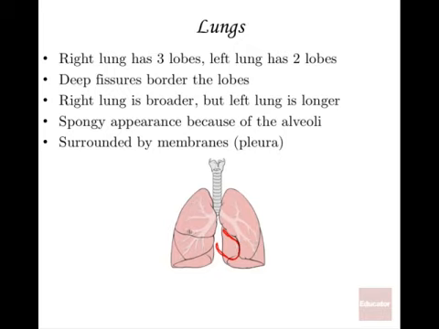And if you count the lobes, yes, there's 1, 2, 3 here, 1, 2 for the left lung. There are deep fissures, little borders between the lobes. Right here is a horizontal fissure. Here's an oblique fissure, a diagonal one. Here's another oblique fissure. The right lung is a bit broader, left lung longer, ever so slightly. So if you were to look at the right lung, it is a bit wider. The left lung, a tad bit longer.